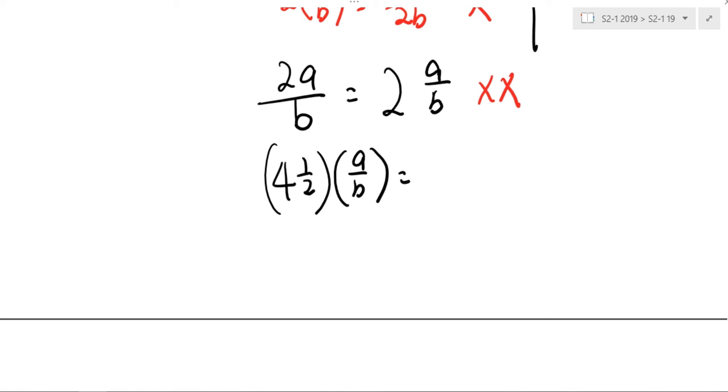Please don't tell me it's 4.5. 4 and A over 2B. Don't tell me that.